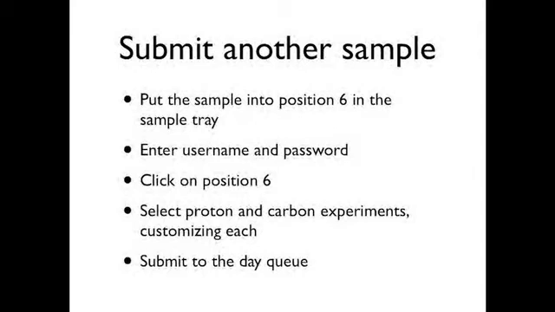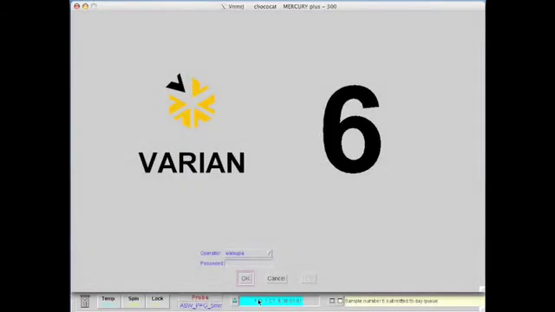As an example, I will submit another sample as another user, this time in location 6. If you are submitting many samples, you do not need to log out. I will submit a proton and carbon experiment, then I will customize both experiments, then submit the sample to the day queue. I will log in as another user. After we log in, location 5 is still running. Location 6 is next in the queue, and will start as soon as location 5 is done.